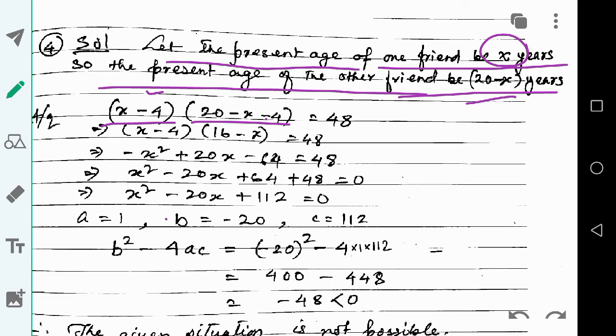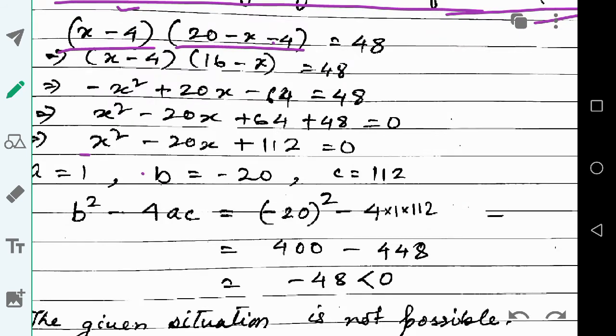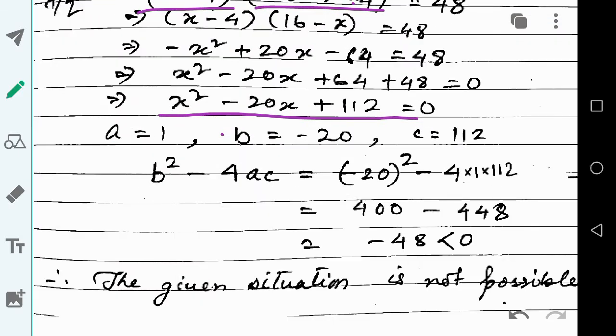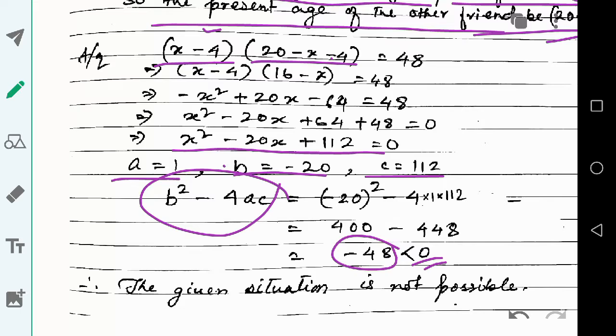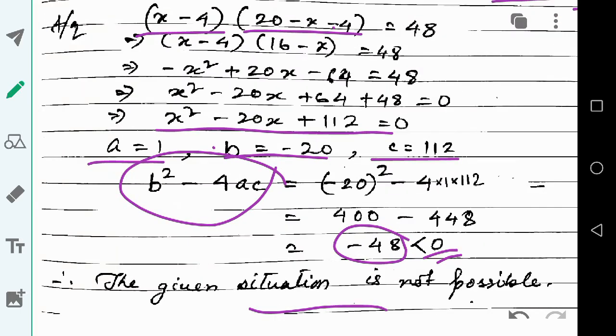From this relation we have obtained a quadratic equation, that is x² − 20x + 112 = 0. From this equation we have found a is 1, b is −20, c is 112. Now put the values of a, b, c in b² − 4ac, and its value is −48, which is less than 0. As it is less than 0, the given situation is not possible.